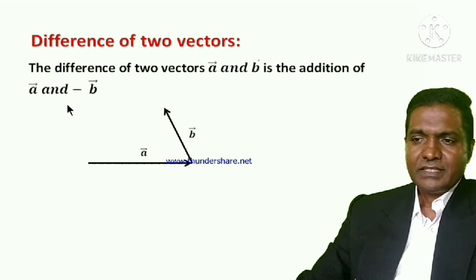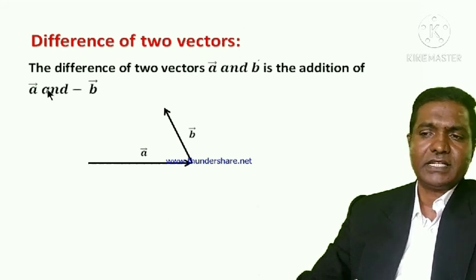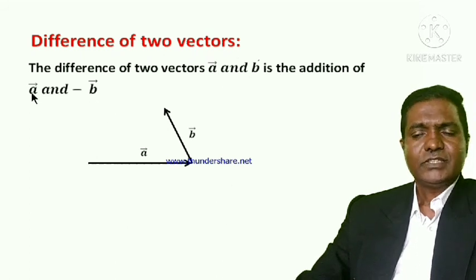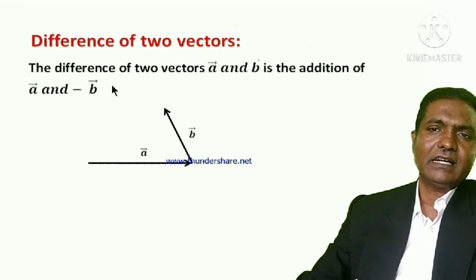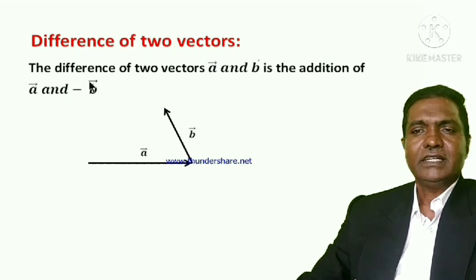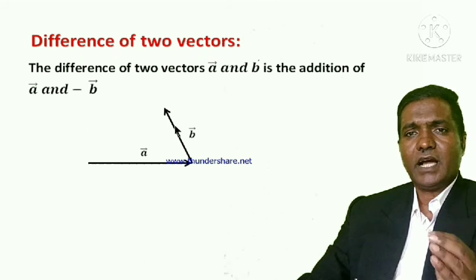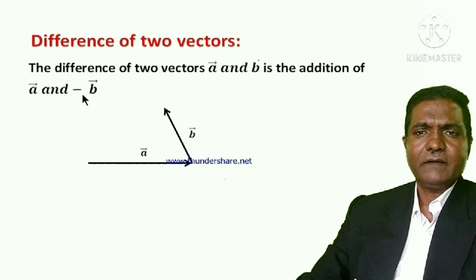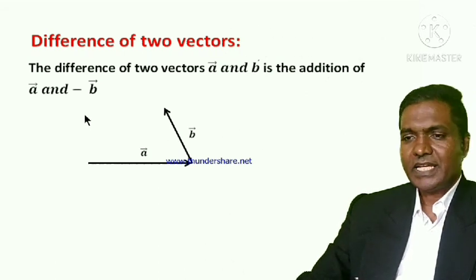The difference of vectors A and B is the addition of vector A and minus vector B. So difference is nothing but the addition of one vector and the negation of the other vector. So what is minus B? It is the vector opposite in direction to vector B. The opposite of vector B is minus B, so adding these is nothing but A minus B, or the subtraction of A and B.